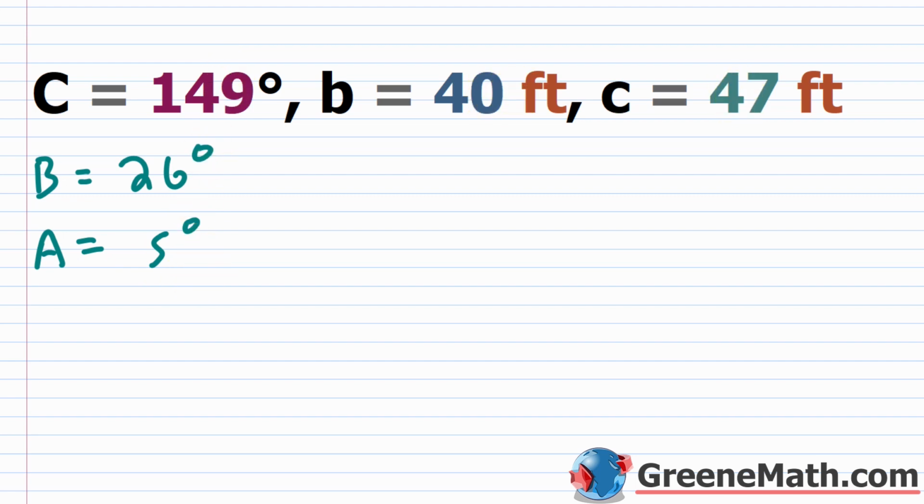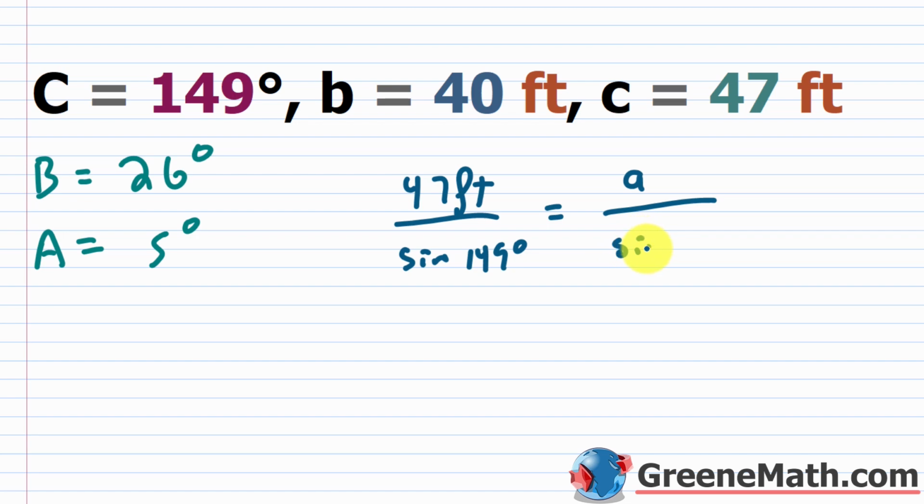To get the missing side, which is your side A, what you could do is take the information you started with, this one and this one, and build a ratio. So the length of side C is 47 feet over the sine of angle C, whose measure is 149 degrees, equal to the length of little a over the sine of your angle A, which is 5 degrees.